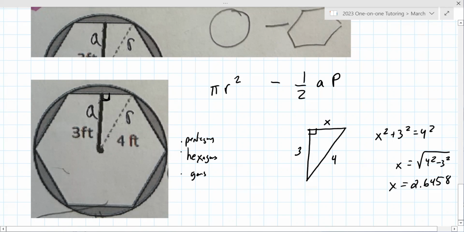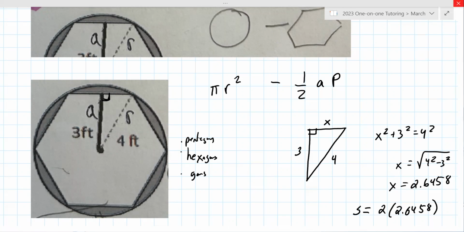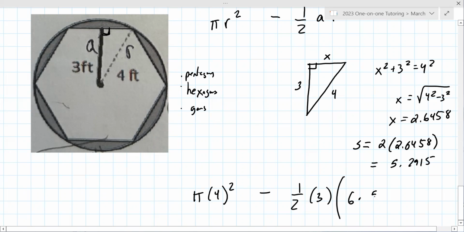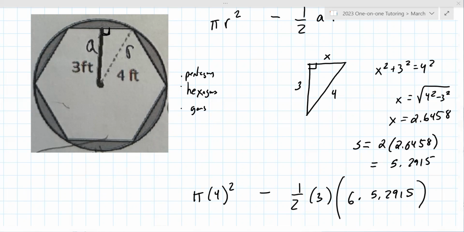Okay, so that's x. To find the perimeter, the side length is 2 times x, so it's 2 times that number. Is that clear? Yeah. Okay, and now we have everything. Pi, the radius is 4 squared, minus 1/2, the apothem is 3. The perimeter is 6 times this s value, which is 5.2915. Whenever you're doing problems like this, it's always good to do the calculation twice, just to make sure that you've entered everything in right.